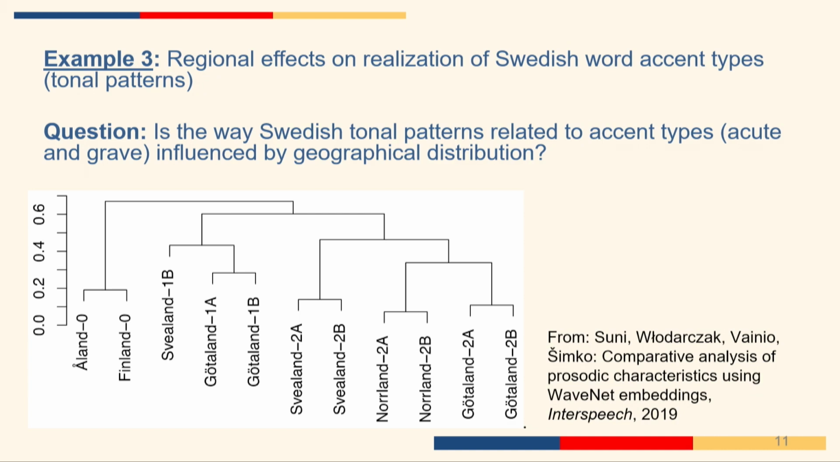Here we don't have 2A and 2B branches, but we have Svealand, Norrland, and Götaland. These are the regionals, so it's something in between. The way these prosodic patterns are realized is something between: the major accent types are distinguishable, but within the major accent types, geography dominates. So you speak a little bit like the linguist tells you, and a little bit like your neighbor.